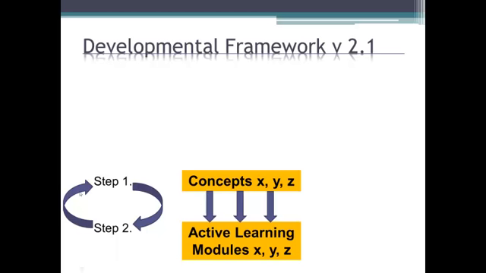So it's really intended to be an iterative, cyclical process of mapping concepts to active learning modules. So this is the first important stage of development, the link between the concepts and the active learning. Once that has been assembled, the next step then is to think about those concepts that you've identified. What kind of application can you put those under?